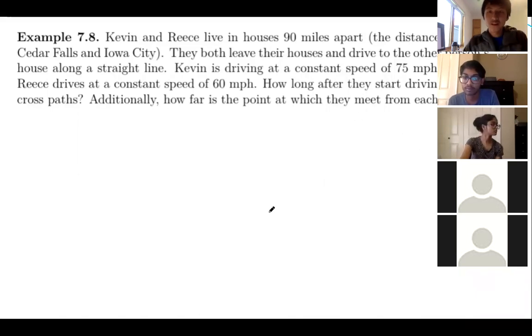Okay. So another kind of problem that involves distance and speed and can also seem kind of tricky is something like this. Let's say Kevin and I live in houses 90 miles apart, and we both leave our houses and drive to the other person's house along a straight line. Kevin is driving at 75 miles per hour, and I'm driving at 60 miles per hour. How long after they start driving do they cross paths?